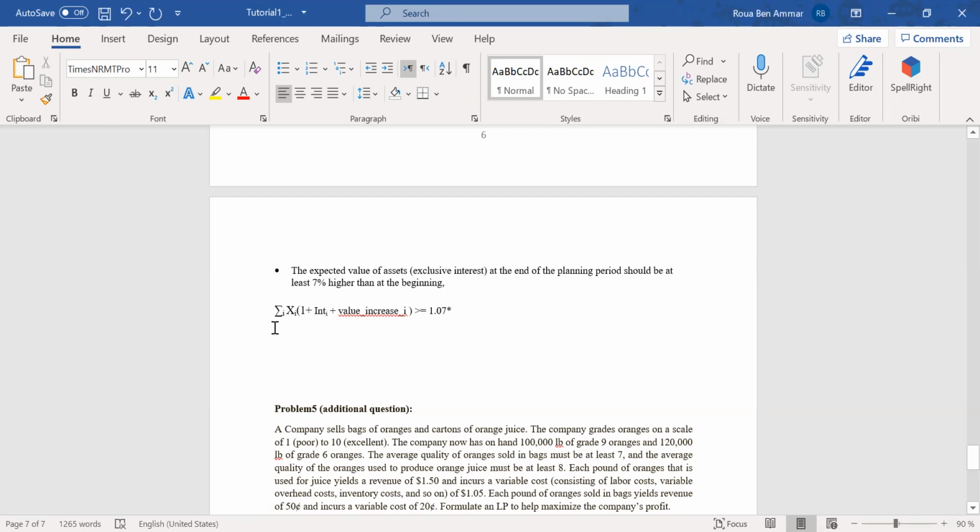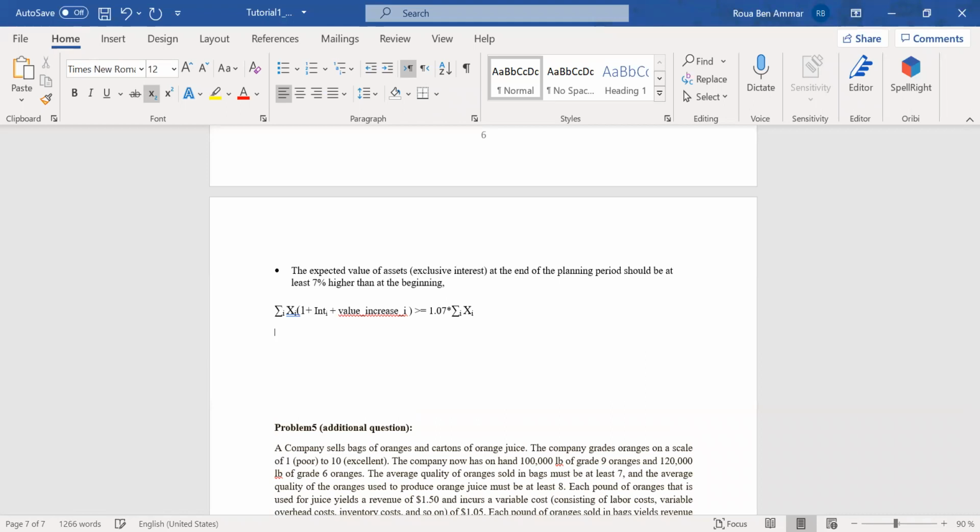So we said the value increase of these assets should be higher than their initial value by 7%. You understand this expression? Okay, so we move on to the next constraint.